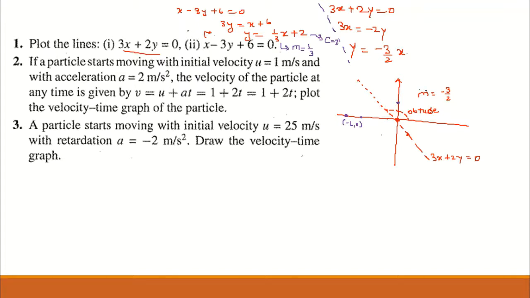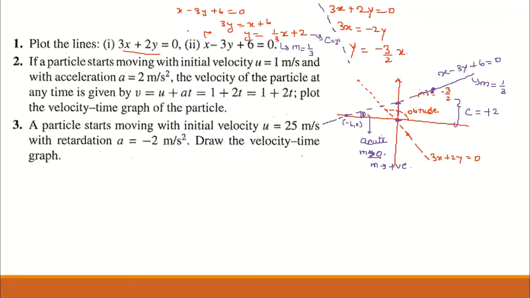So if I want to draw the line will be in this manner. This will be my line, x minus 3y plus 6 is equal to 0, where the slope of this line is 1 by 3, where the intercept is c, which is nothing but plus 2, where the angle is definitely acute. It means the slope is greater than 0 or positive.